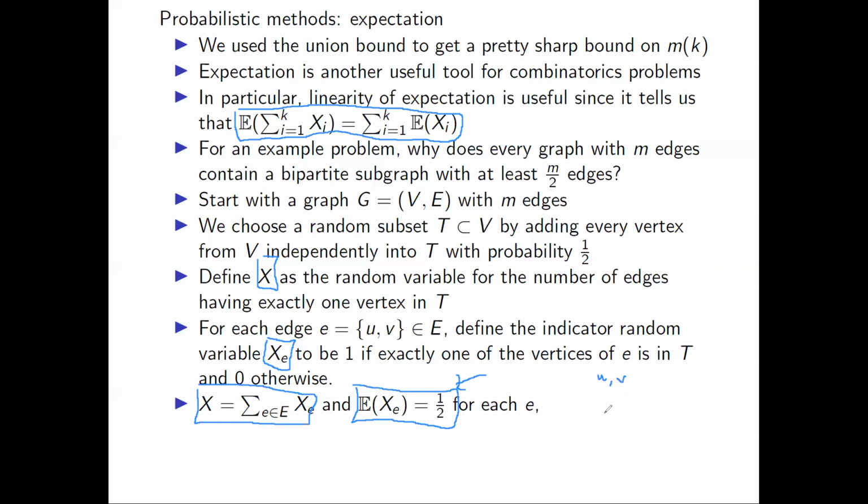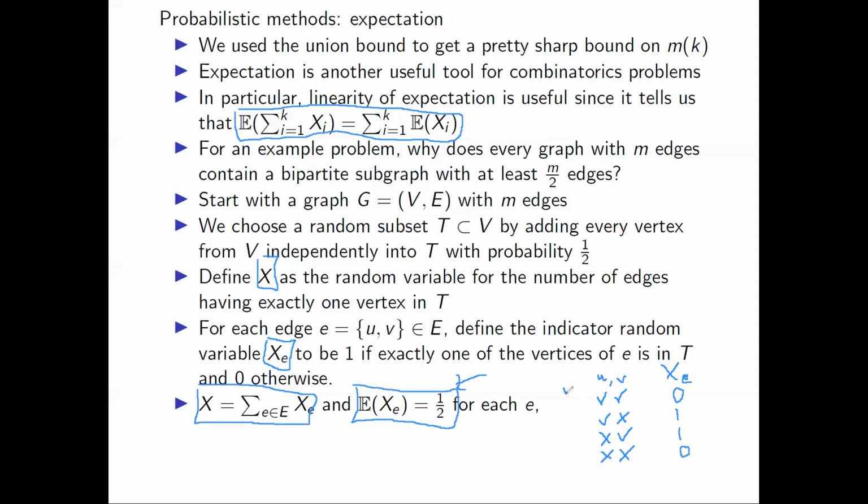And the possibilities are that they are both in T, U is in T and V is not in T, U is not in T and V is in T, or they're both not in T. Now, the value of xe, if they're both in T, it will be 0. If U is in T but V is not, it'll be 1. If U is not in T but V is in T, it'll be 1. And if they're both not in T, it'll be 0.